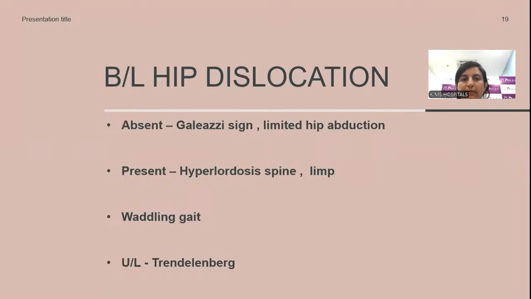In case of bilateral hip dislocations, there is absence of Galeazzi sign and absence of limited hip abduction. But these children can present with hyperlordosis in later age group along with limp, waddling gait and Trendelenburg sign positive.